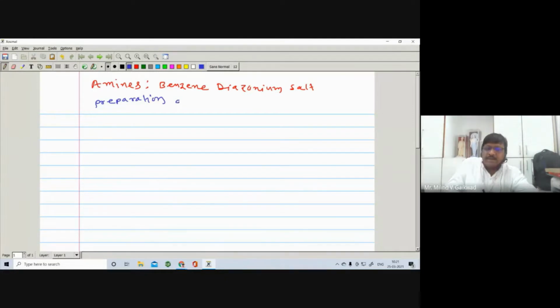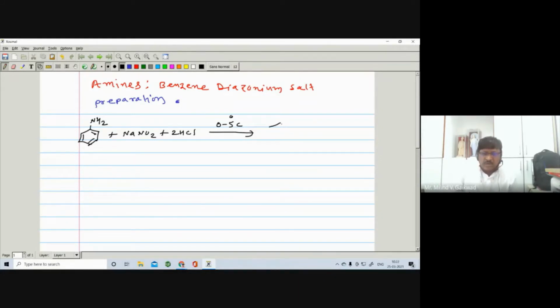Preparation of this compound starting from aniline. So this is your aniline compound, with pi bonds, and here is the presence of NH2. When aniline undergoes a diazotization reaction with NaNO2 plus two molecules of HCl at a lower temperature, that is 0 to 5 degrees centigrade, then it undergoes diazotization and there is a formation of benzene diazonium salt.